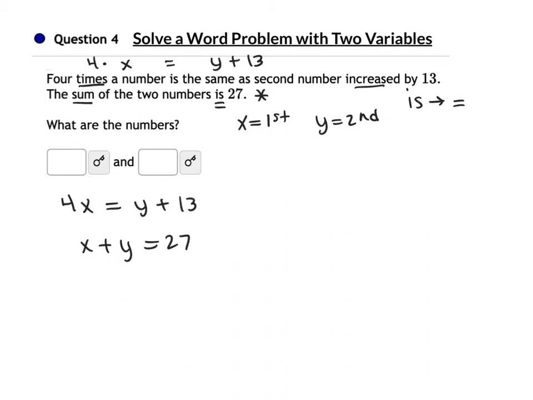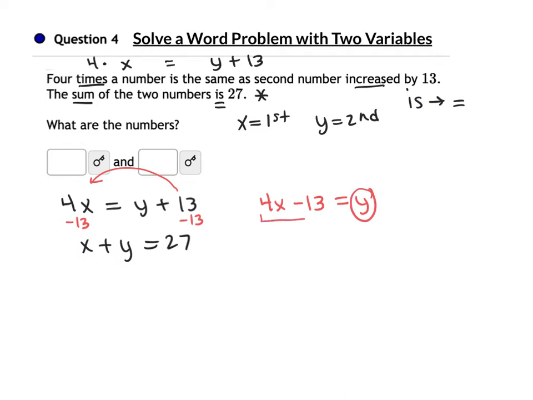What I'm going to do is get y by itself. To get y by itself, I need to move the 13 to the other side. I'm going to subtract 13 from both sides. And this equation becomes 4x minus 13 equals y.